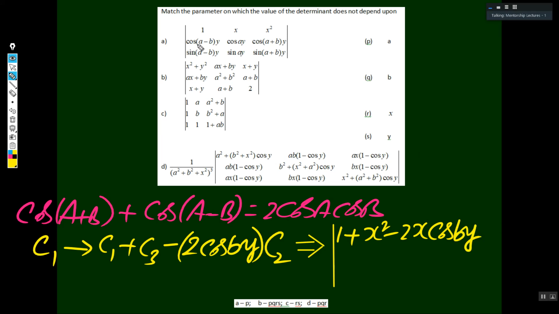Check it out. These two, if you add, no? Which elements? These two elements, if you add, you will get 2 cos AY cos BY. That is the reason why I subtracted column 2 by multiplying with 2 cos BY, and thereby you will get 0. Just check it out. This becomes 0. Similarly here also.